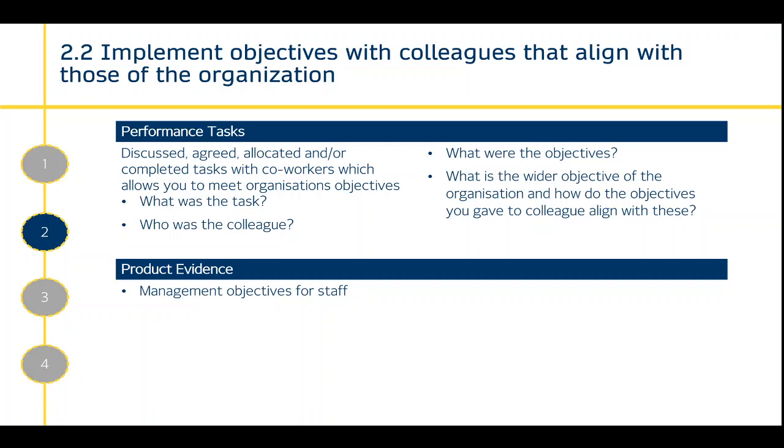Product evidence could be any document which involves allocating these activities to people, which could include communication, so an email or instant message. It could also include a work tracker or any details about the activity or objectives which have been sent to your colleagues. And it could also include management objectives for staff as well.